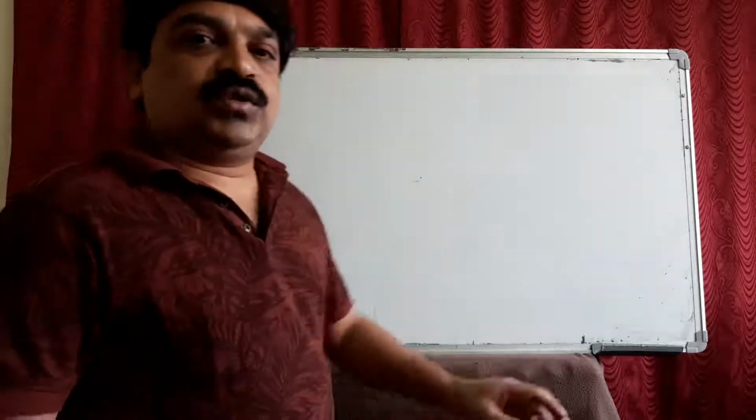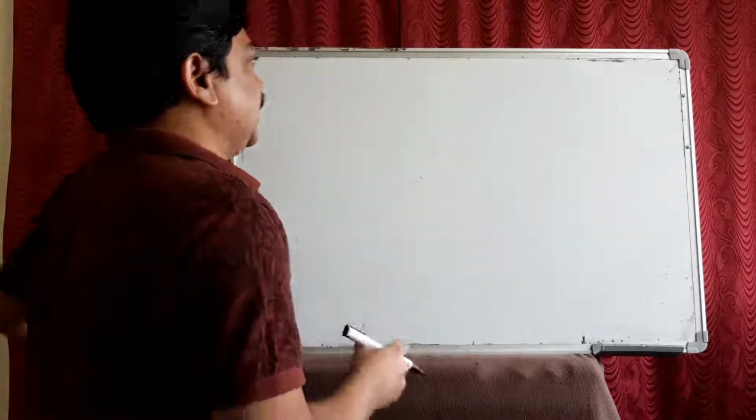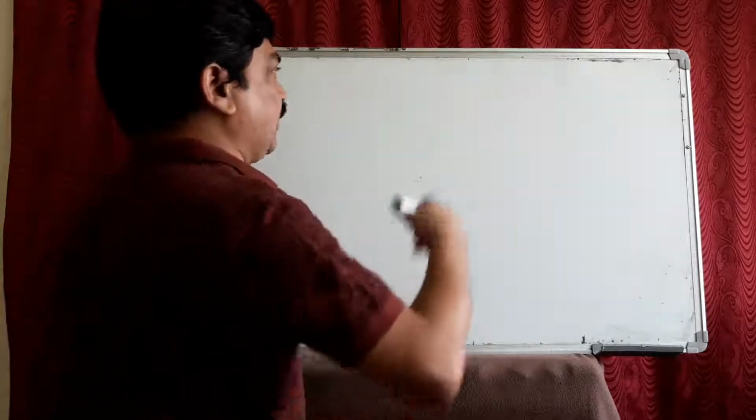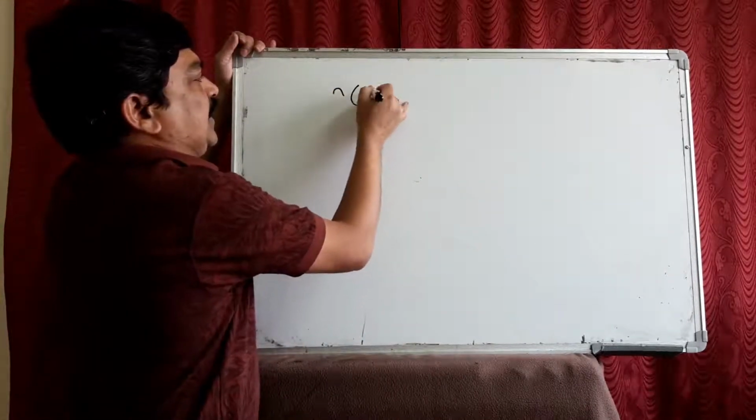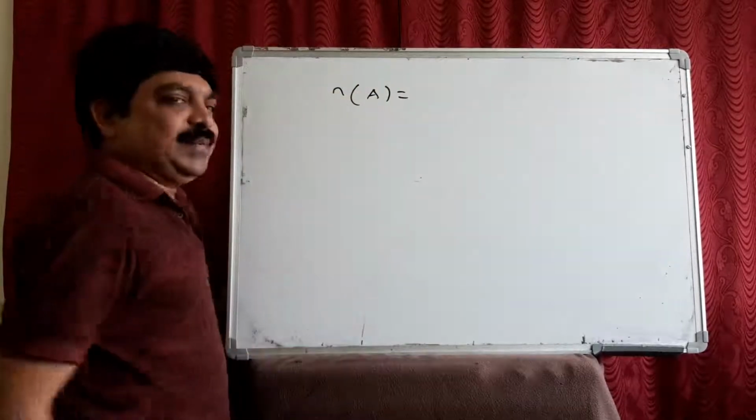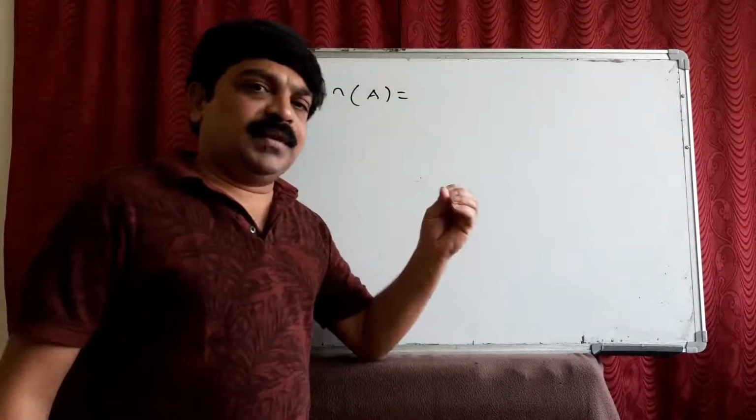Hi students, let us do some practical problems based on the Venn diagrams, operations on the set like that. Say the basic principles now I tell you, after that we can go through the problems. If the problem is given something like n of A, it means the number of elements in set A.